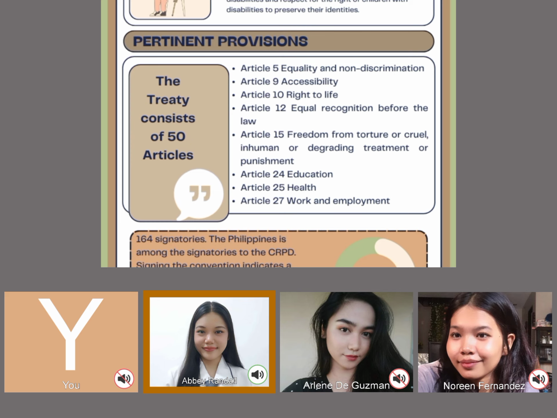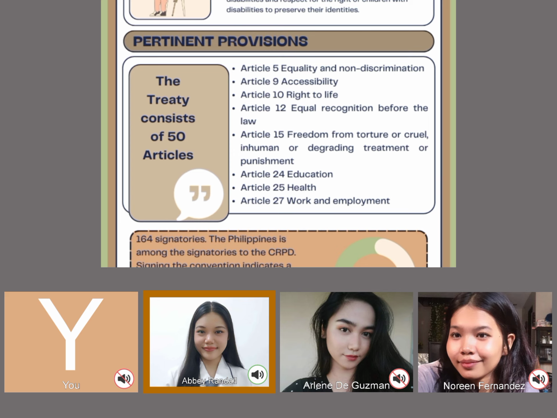They should implement measures to prevent such acts and ensure equal protection for PWDs. 6. Article 24, Education. States must guarantee the rights of persons with disabilities to inclusive education, aiming for their full development and participation in society.